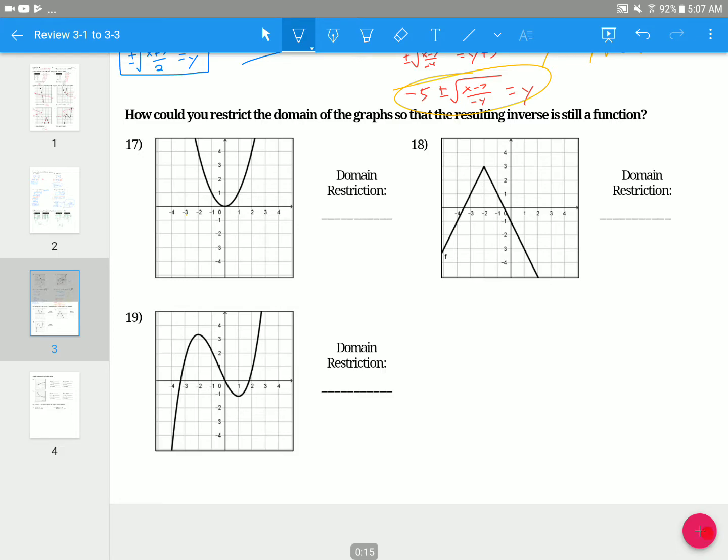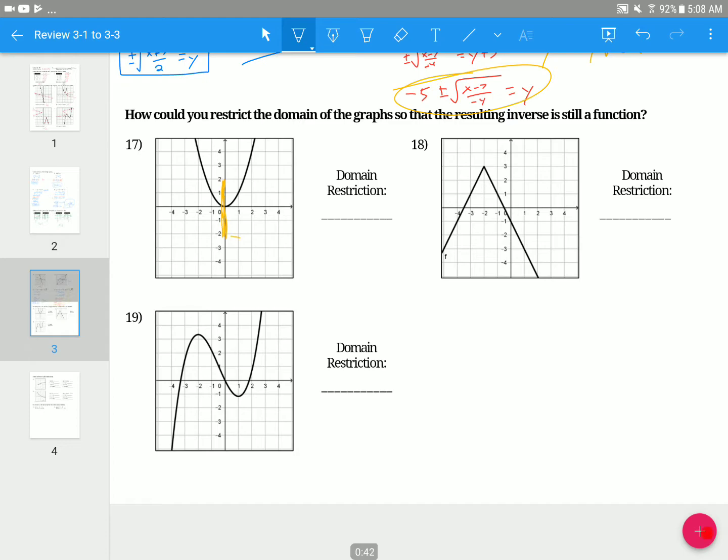How are we holding back the x's so that when I take the inverse, which will kind of go like that, but that's not a function? It doesn't pass the vertical line test. So how can I only take a portion of this and make it an inverse? Basically the way to do it is to just break it right there at the vertex. Find a vertex and break it right there.